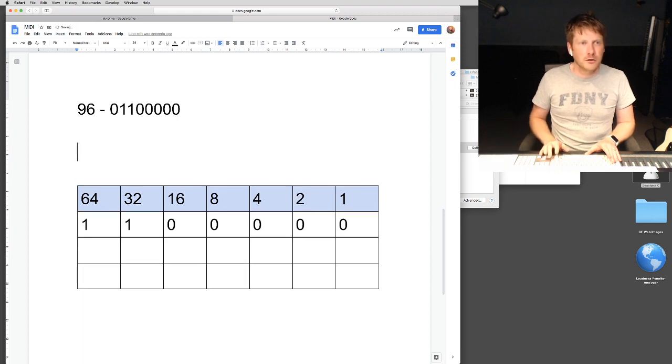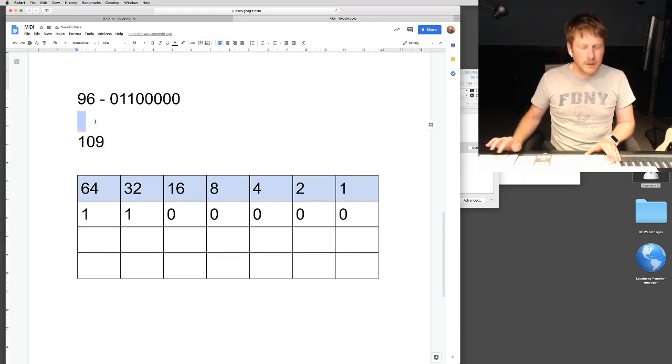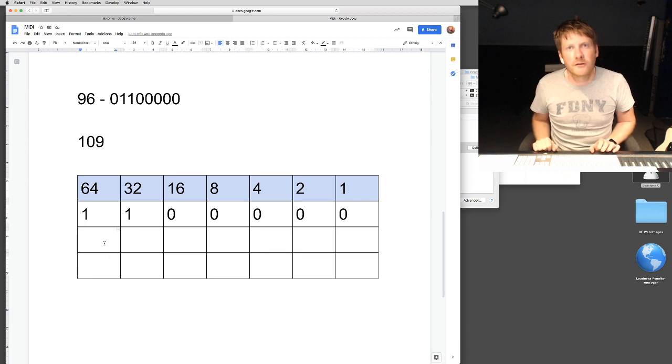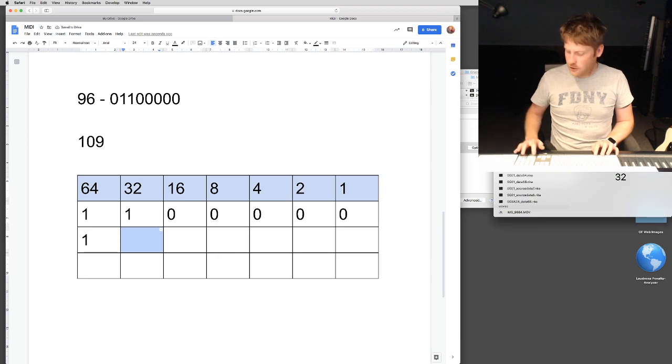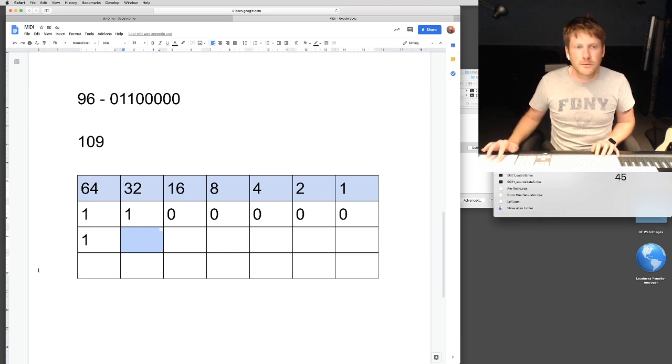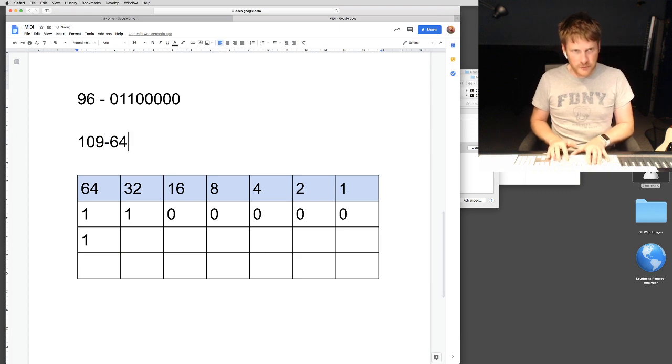Let's try and do a better number, a more complicated one. It's hard to know. Let's pick 109. Picking an odd number is always a good one. So let's work out 109. Do it on the second row. Question, does 64 fit into 109? You betcha it does. And because it does, I now need to know 109 minus 64, which gives me 45.